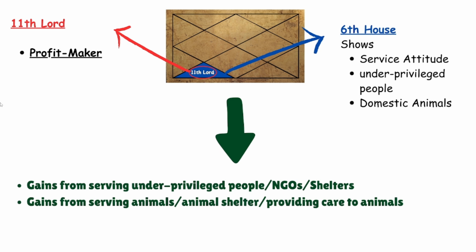The 11th lord is your profit maker, your income maker, a lord which can give you money. And now this profit maker went and sat in the 6th house. The 6th house shows service attitude, underprivileged people, and domestic animals. So you can gain from serving underprivileged people, NGOs, shelters. You can also gain from serving animals by creating animal shelters and providing care to animals.